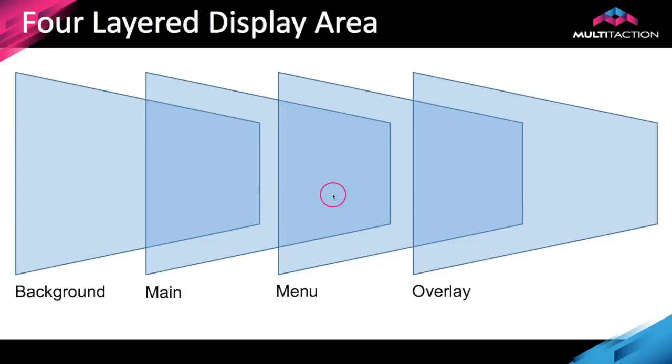The menu layer is where I can put my finger menu. So when you touch and hold the display area, that's the menu system that will come up. And remember, that was controlled by the content sets. And then the overlay allows me to put some sort of basic effect over the top. For example, one of the effects that's supplied with the system is a ripple effect, which is particularly useful if you're using some sort of water type of image.